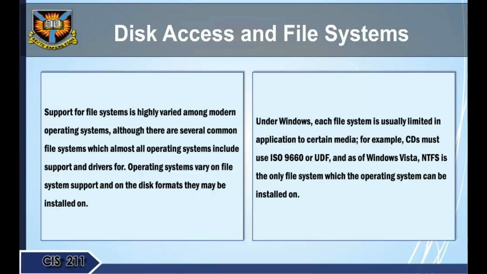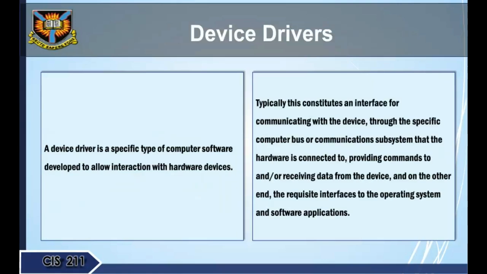Operating systems vary on file system support and on the disk format they may be installed on. Under Windows, each file system is usually limited in application to certain media. For example, CDs must use ISO 9660 or UDF, and as of Windows Vista, NTFS is the only file system which the operating system can be installed on.